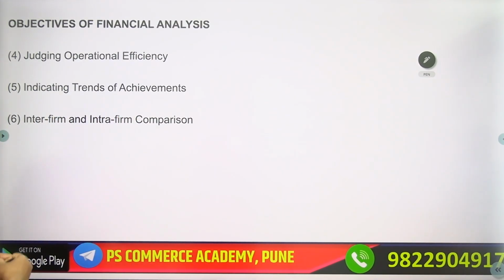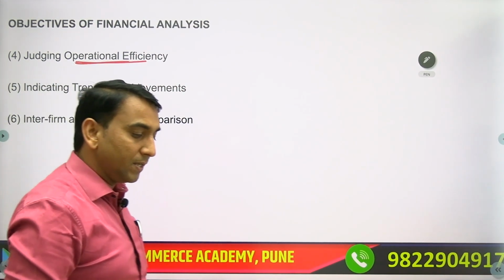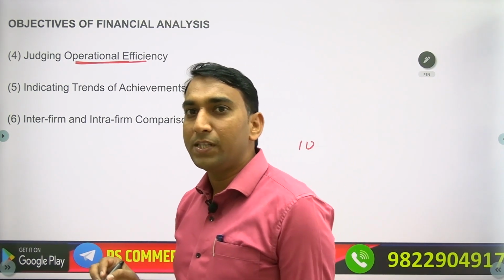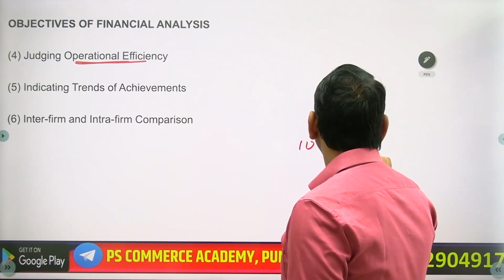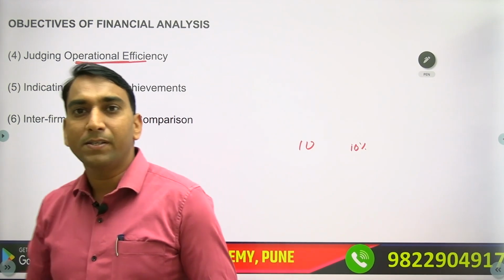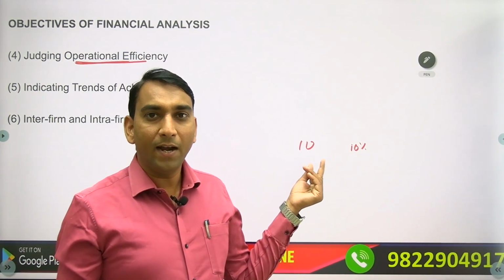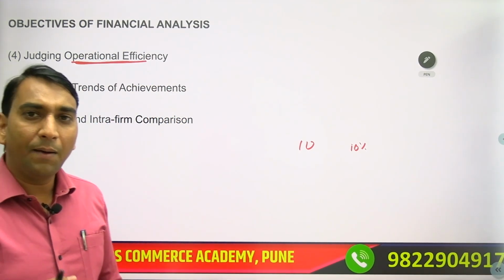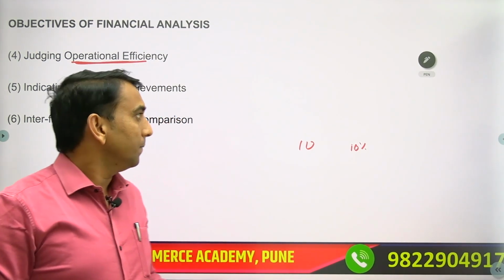Then next is to judge the operational efficiency. Operational efficiency means what? Let us say we have invested 10 lakh rupees in the business, and rate of return is, let us say, 10%. So this rate of return will be compared with the industry, and on that basis we will check the operational efficiency, whether on the amount we have invested in the business, we are getting a fair return or not.